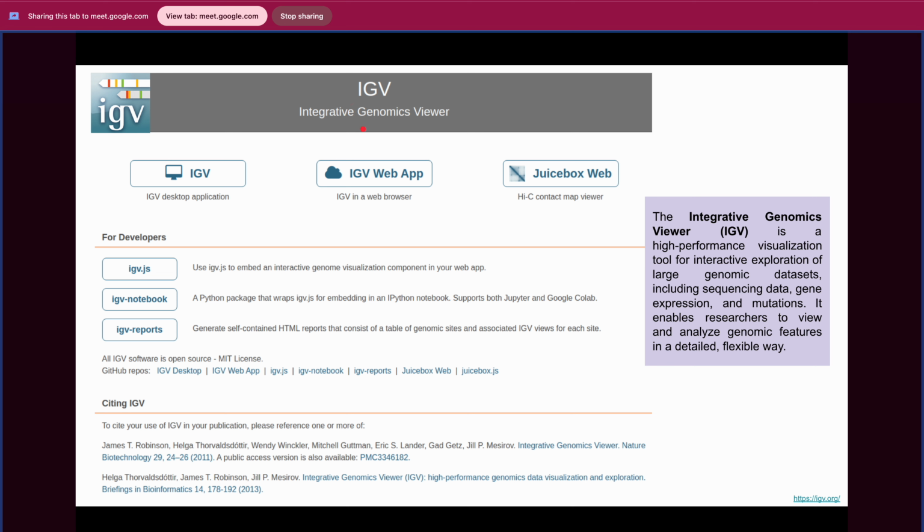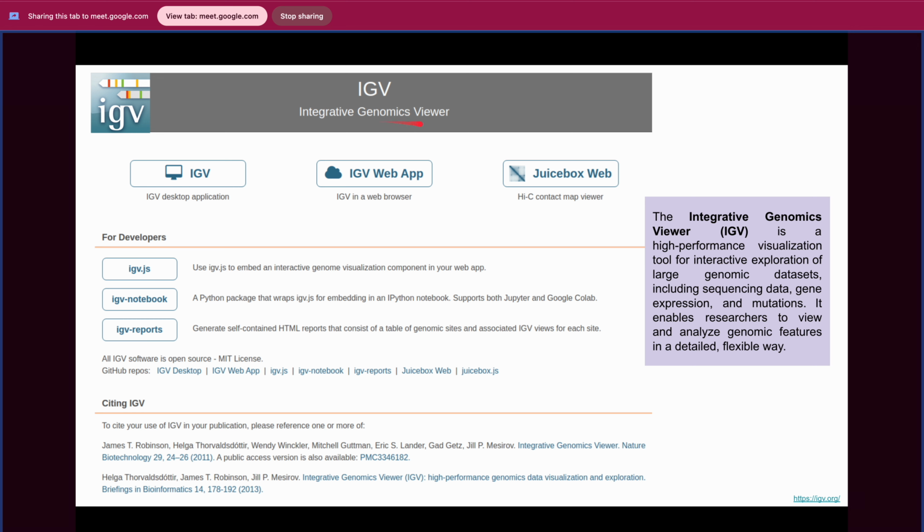As the name suggests, firstly it is an integrative kind of tool, and in this you can view the genome. You can view the genome sequence, and you can also decide at what level you can adjust the scale. You can also see all those genes in a smaller view, or you can even scale it and go to the level of a single gene.